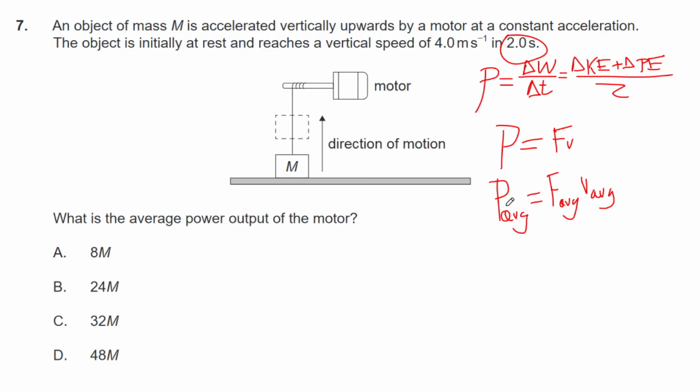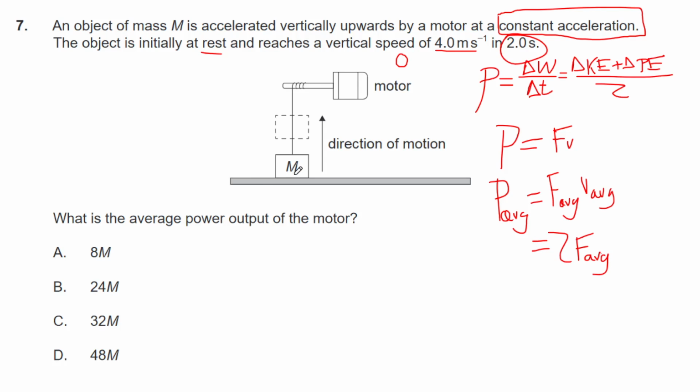So first, let's go about finding this average velocity. We know that we're going from a starting velocity of 0, because it is at rest, to an end velocity of 4 meters per second. So since this is under constant acceleration, we can say the average velocity is 4 divided by 2. So now we have 2 times the average force.